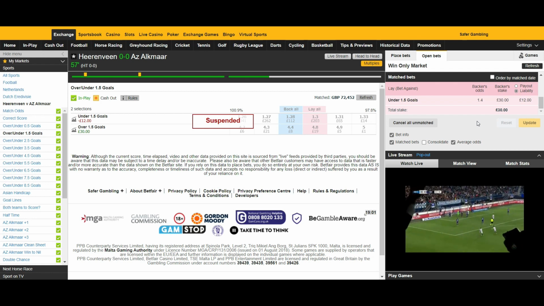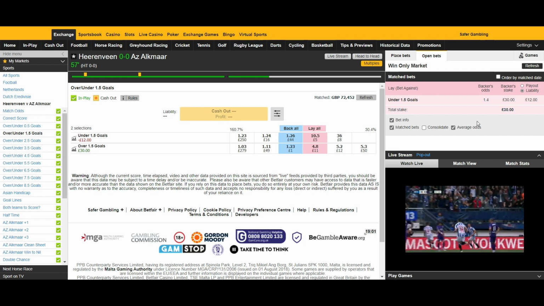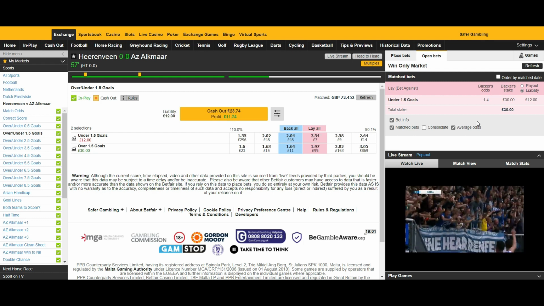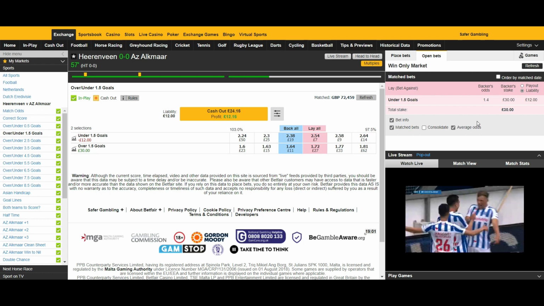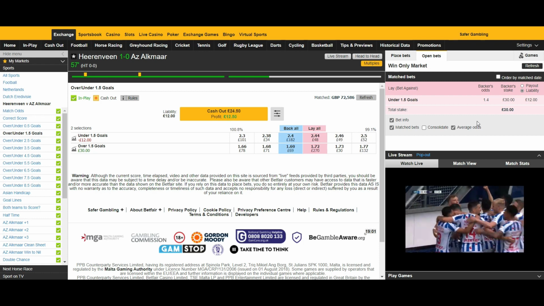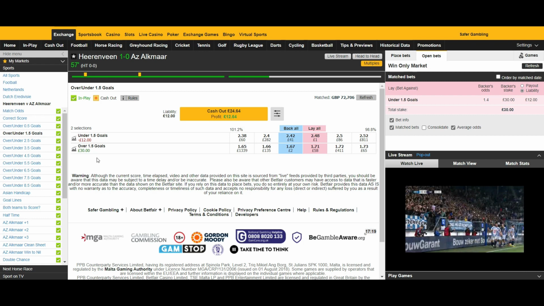And boom, there is my goal. So all I need now is to wait for the market to unsuspend, let the odds settle, and we can then see what our trade out profit will be. So Betfair are offering me just over £12 as a trade out profit, so I shall take that, thank you very much.